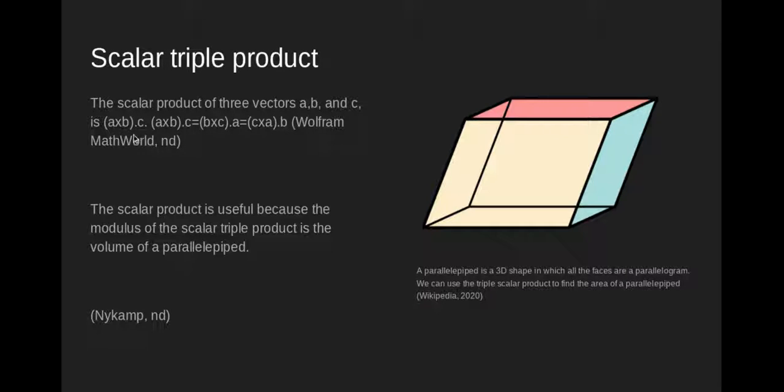When you find the scalar triple product, since you get A cross B as a vector and C is also a vector, you get a number. And the magnitude of that number, because it can also be negative, is equal to the volume of the parallelepiped. Now I'm going to prove it to you.